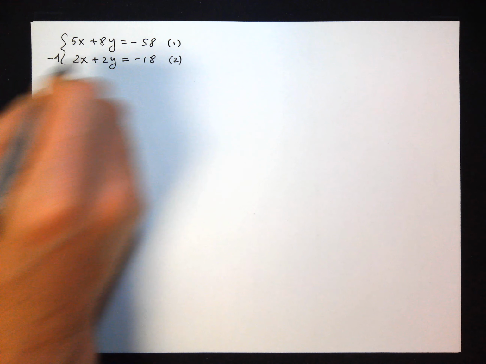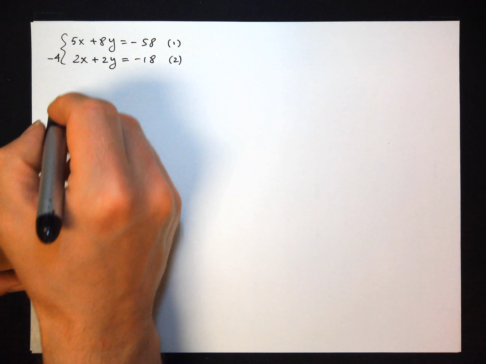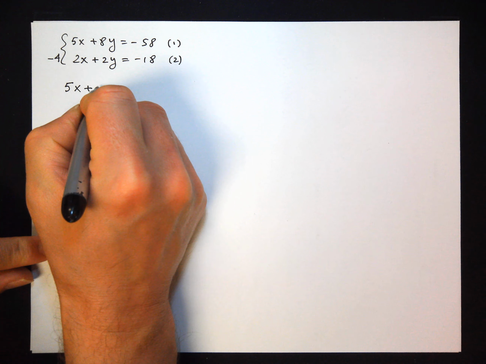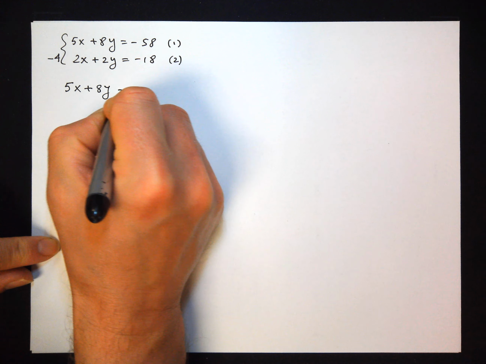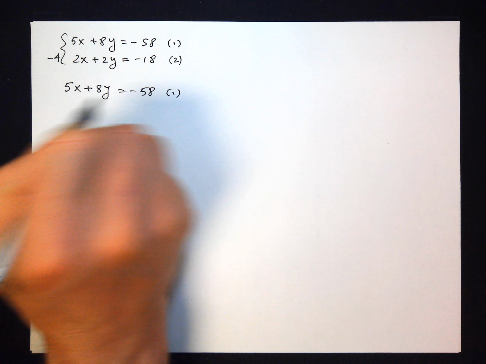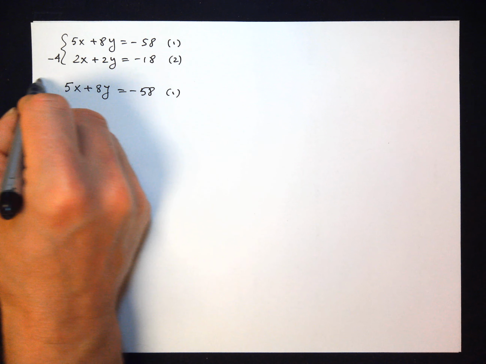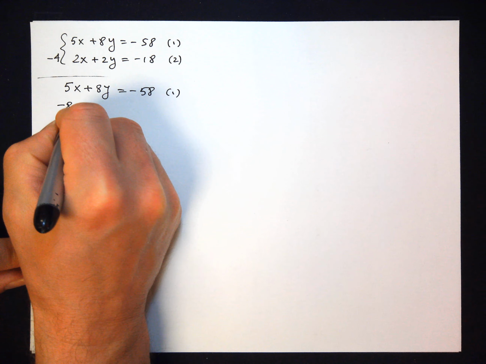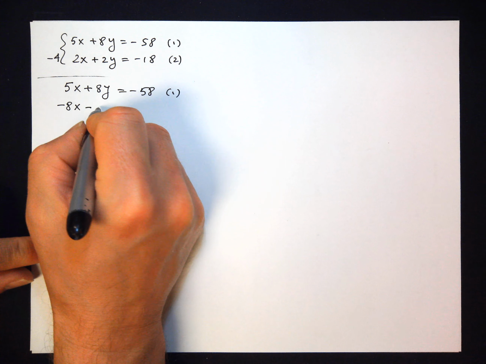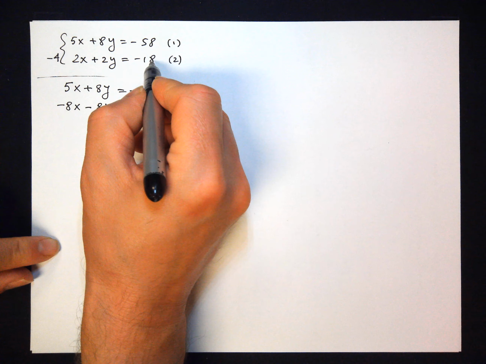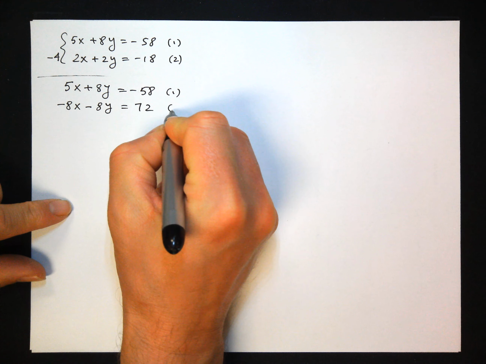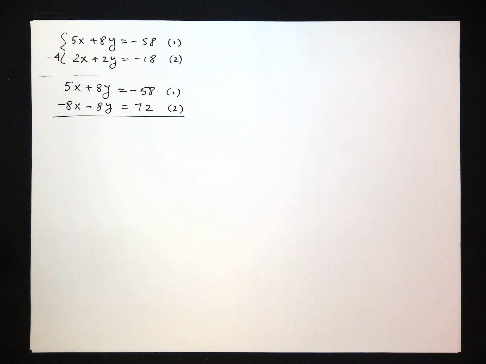So I'm not doing any modification on the first equation. I'm going to write it as is: 5x plus 8y equals negative 58. So this is equation 1. And now I'm going to multiply the second equation. Negative 4 times 2x is negative 8x. Negative 4 times 2y equals negative 8y. Negative 4 times negative 18 will be positive 72. So this is number 2.